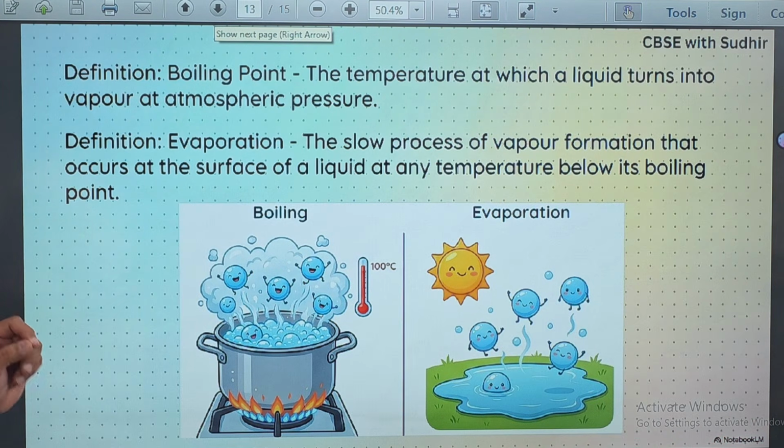Now, let's move to another concept called the boiling point. My throat is beginning to ache.